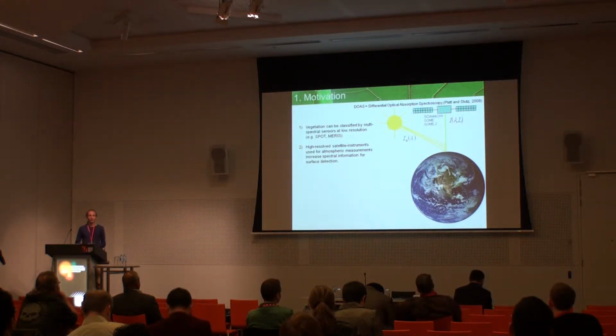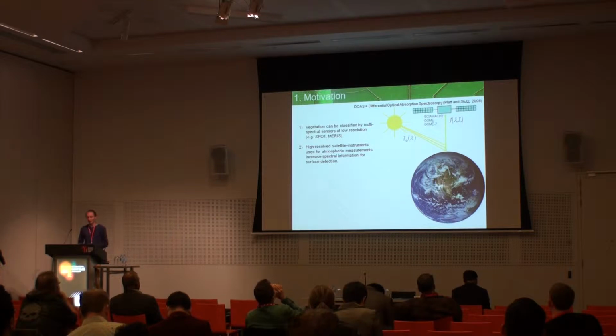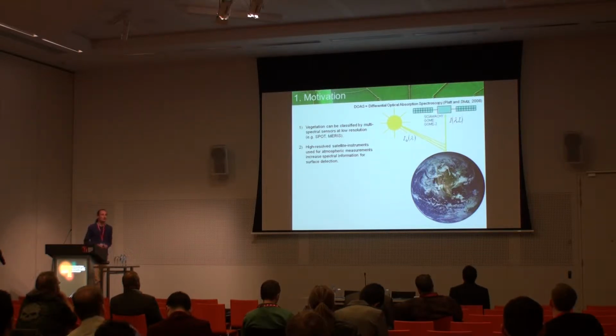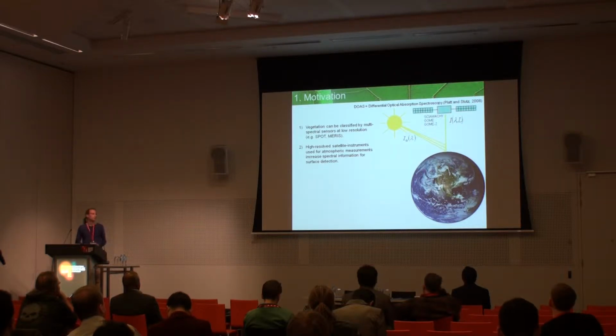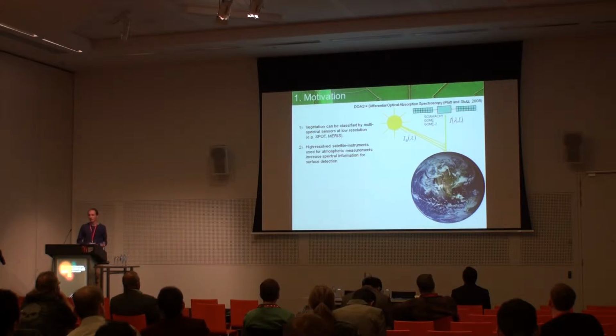Typically, commonly used vegetation classification is based on multispectral sensors like the SPOT instrument or the MERIS, sometimes also on hyperspectral sensors. Where I came from, it's an institute where we make atmospheric measurements of trace gases. We use very high resolved spectra, so typically 10 channels per nanometer, like SCIAMACHY, GOME, or GOME-2 instruments.